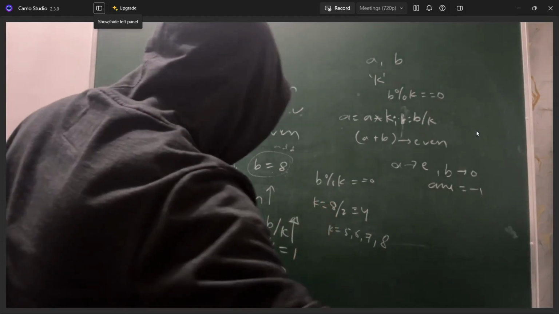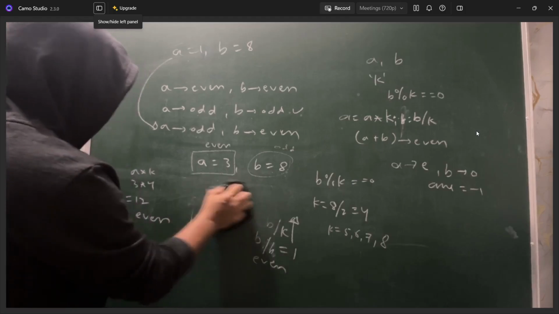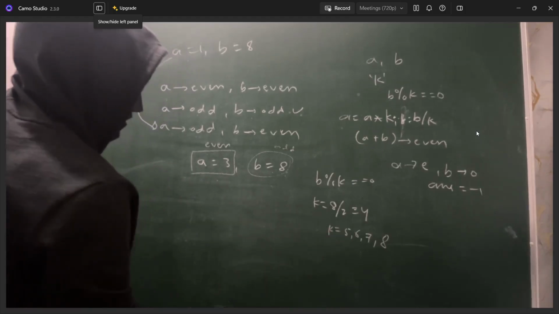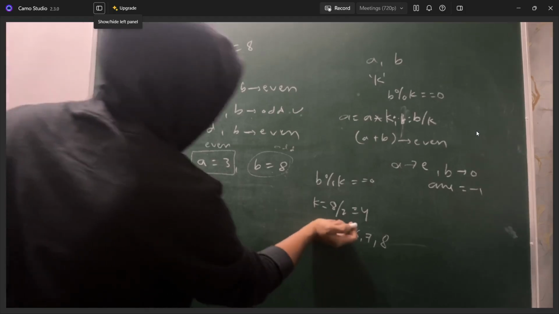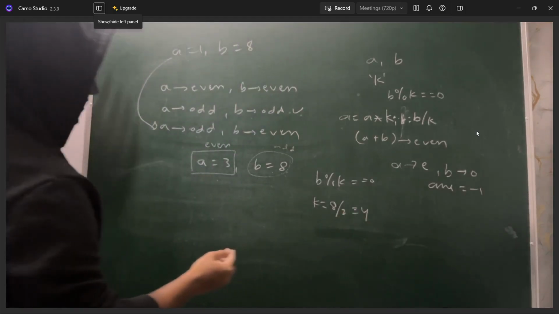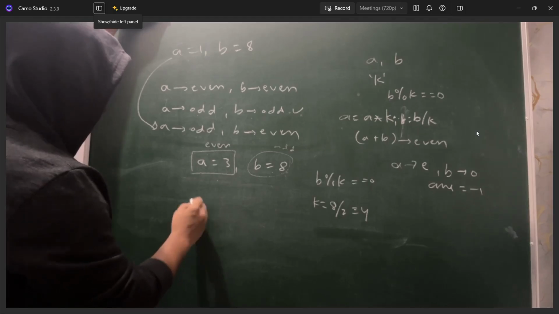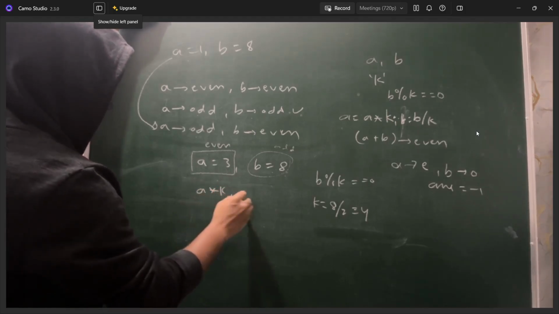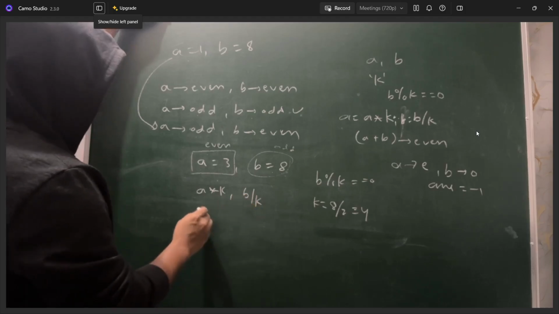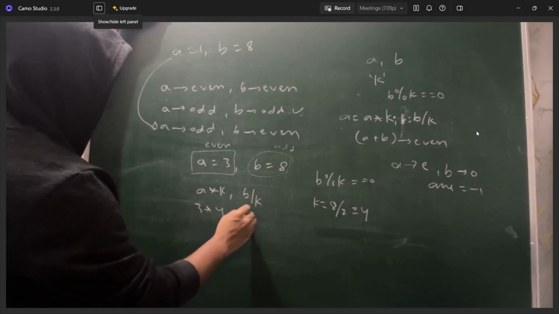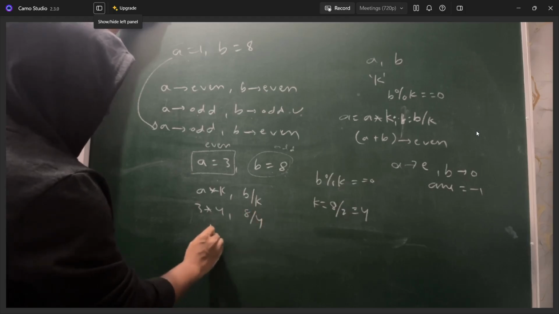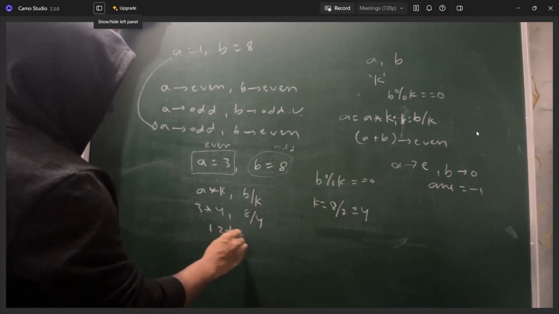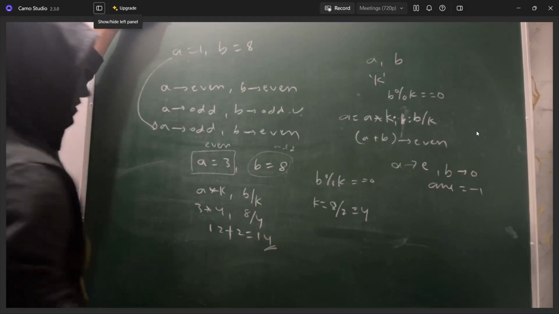Once you choose k as half of b, then you have chosen k as 4. Now you need to do a into k and b by k. So it is like 3 into 4, and b is 8, 8 by 4. This is 12 and this is 2. And if you sum this, this is 14, and this is the maximum possible you will be getting.